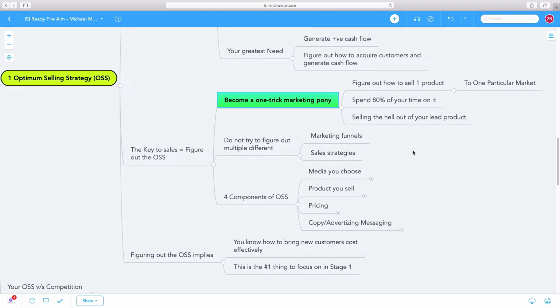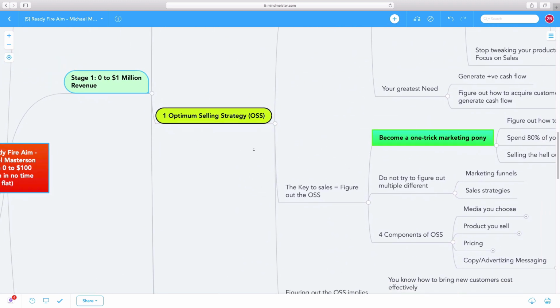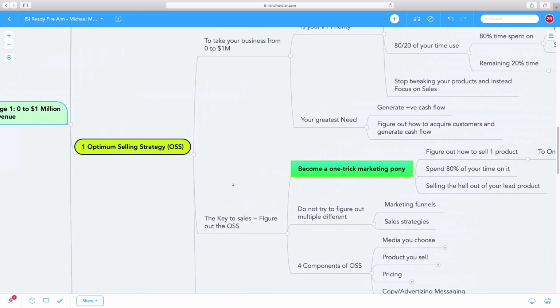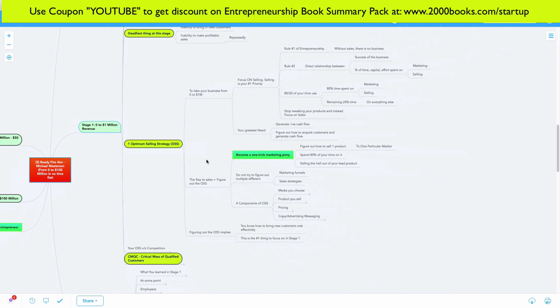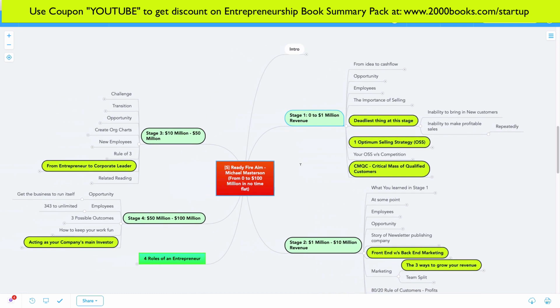Spend all of your time and effort on making that marketing work. And only once you have that working, once you have figured out your optimum selling strategy, once you get to the $1 million mark, that's when you can move on to do other things. But until then, focus on your optimum selling strategy. And if you enjoyed this idea, this is just one of the many ideas in this book, Ready, Fire, Aim by Michael Masterson that I talk about in this summary.